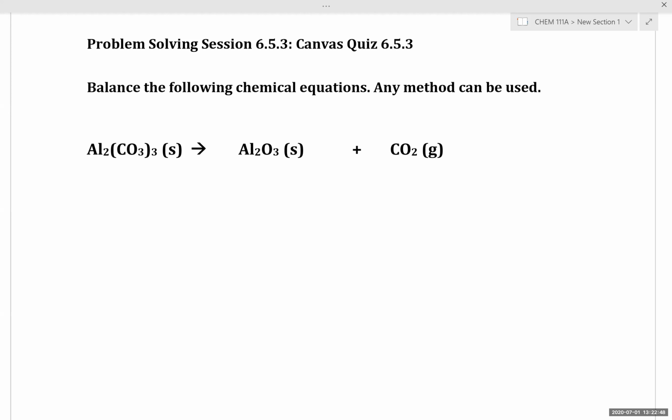And the responses that I'm seeing in the chat so far for the balanced coefficients look perfect so far. And we'll discuss this example in another 2 minutes.